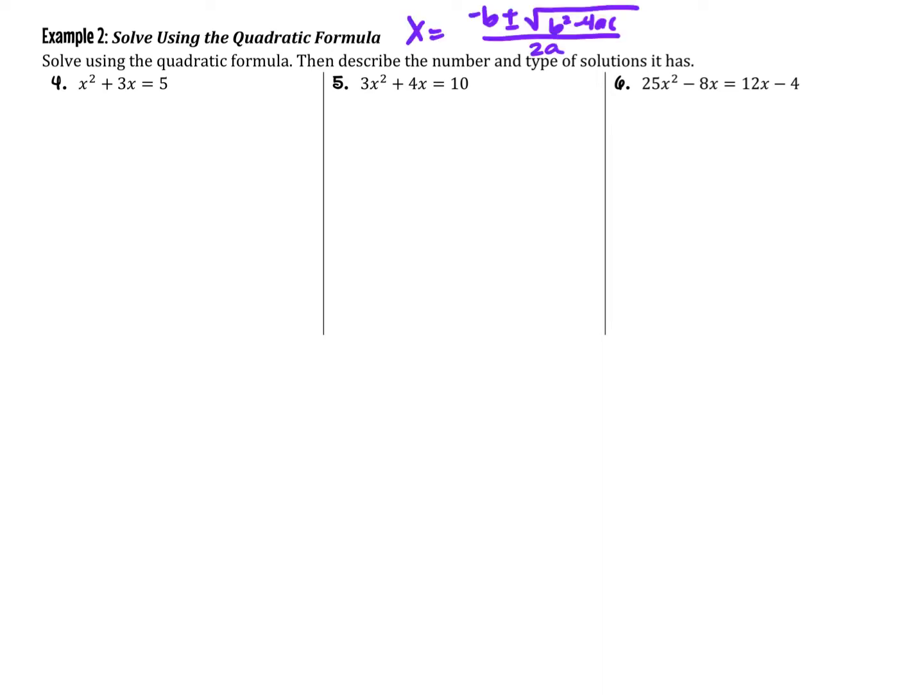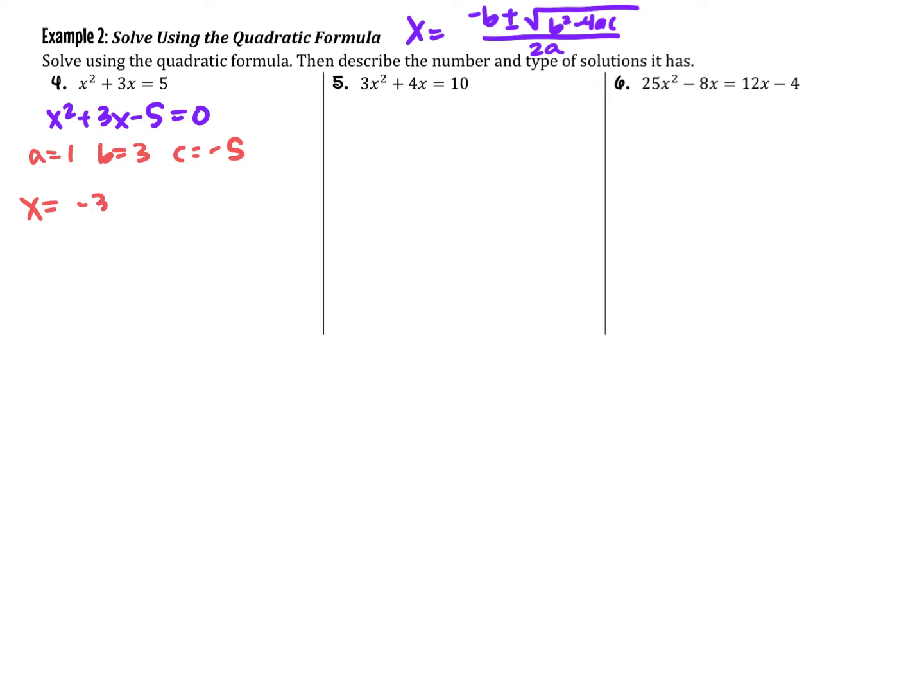So here it is. X equals the opposite of b plus or minus the square root of b squared minus 4ac all over 2a. Now remember, in order to use the quadratic formula, we have to have our equation in standard form equal to 0. So for number 4, the very first thing I'm going to need to do is subtract 5 so that this equals 0. Then I can identify a, b, and c, and then I can plug them into the quadratic formula.